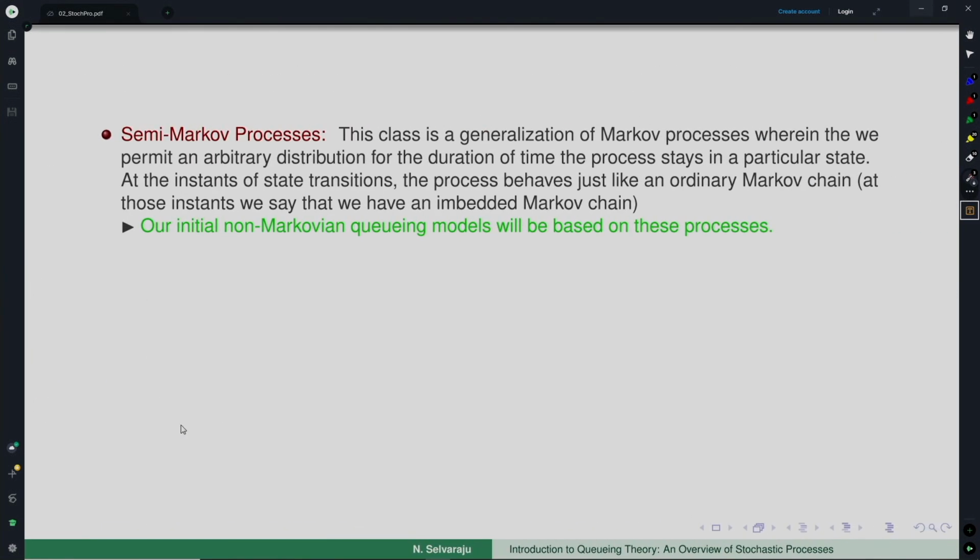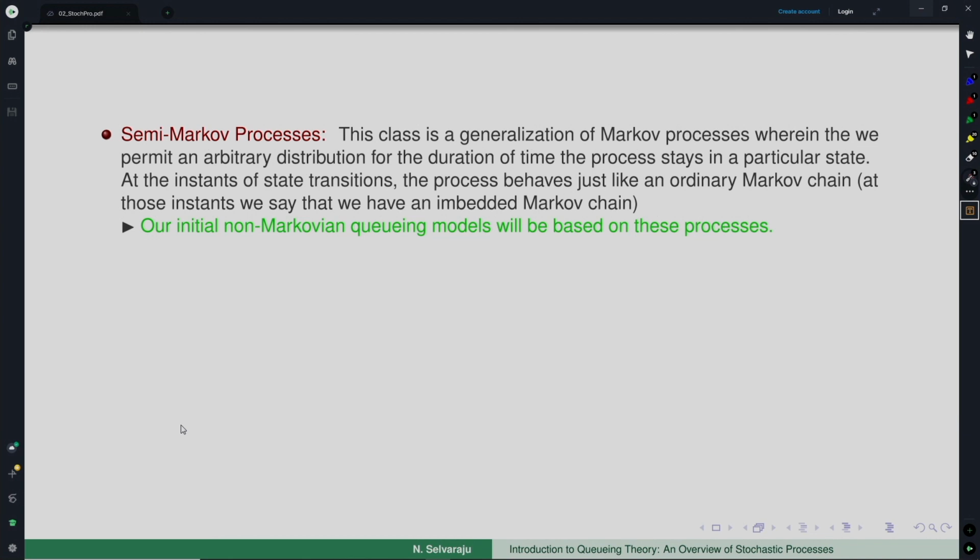Now, if you extend this, what you get is what we call semi-Markov processes. This is a generalization of Markov processes wherein we permit an arbitrary distribution for the duration of the time the process stays in a particular state. In a Markov process, it is either geometric or exponential depending upon whether time is discrete or continuous. But if you allow the time a process stays in a particular state to be any other non-negative distribution, continuous for example, then what you actually get is a semi-Markov process.